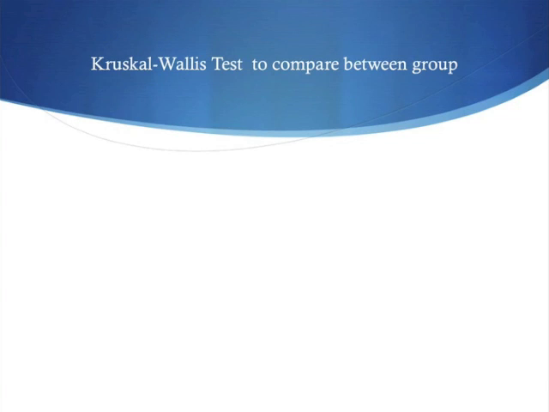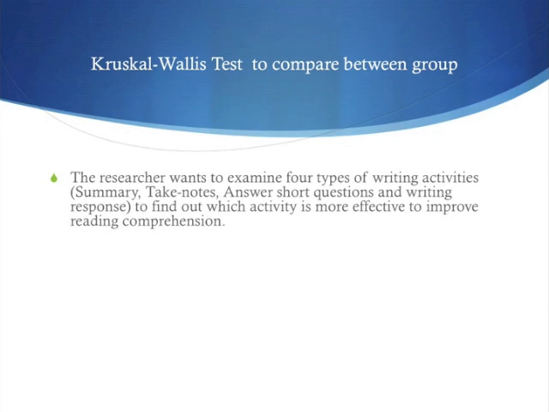So for the Kruskal-Wallis test to compare between groups, I have this research. The research wants to examine 4 types of writing activities: summary, take notes, answer short questions, and writing response. Actually, the researcher wants to find which activity is more effective to improve student reading comprehension score.